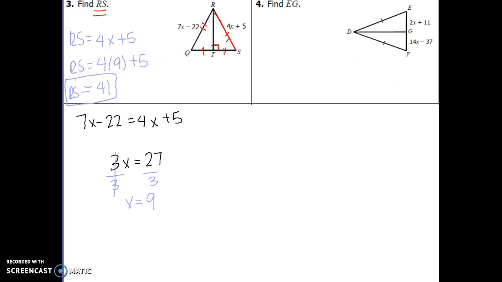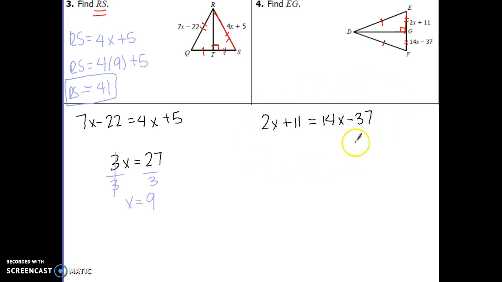Number 4 asked us to find EG. And we have to check if it was a perpendicular bisector. We knew it was because these 2 sides are the same, so this is the converse. So that means these 2 sides, EG and GF, are congruent. So again, I will set them up equal to each other because of that. So we say 2x plus 11 is equal to 14x minus 37.